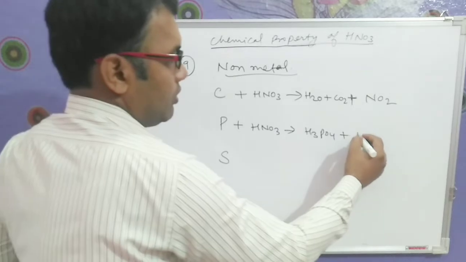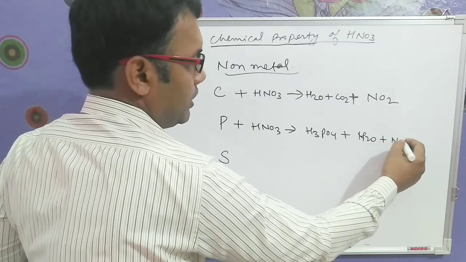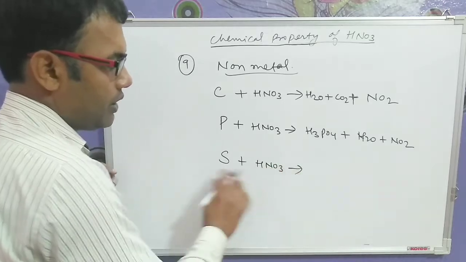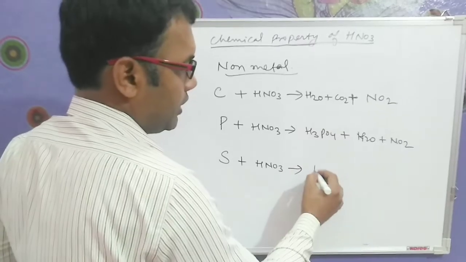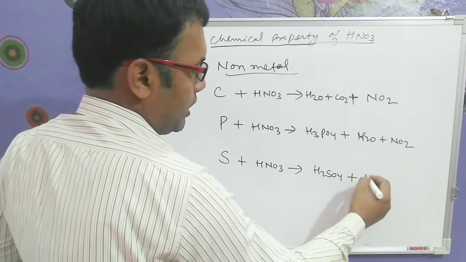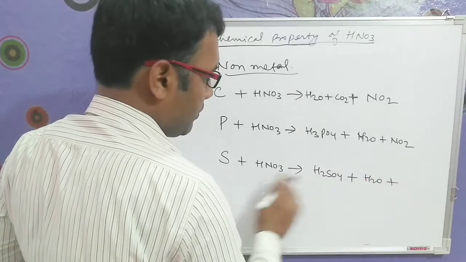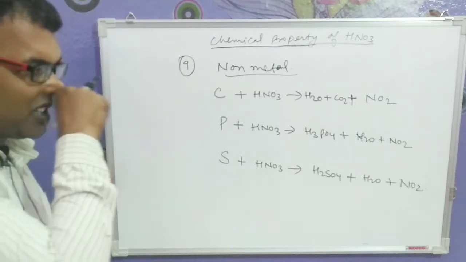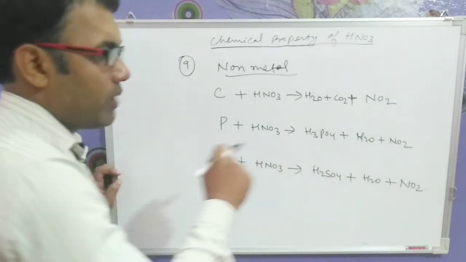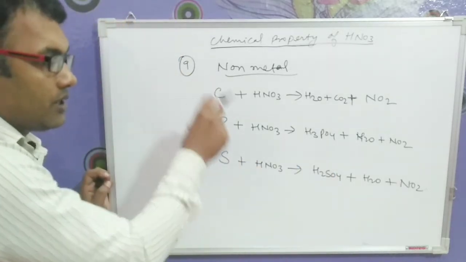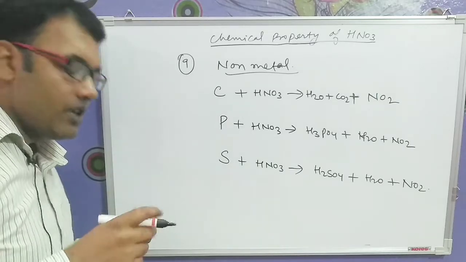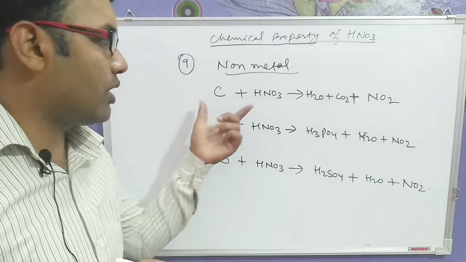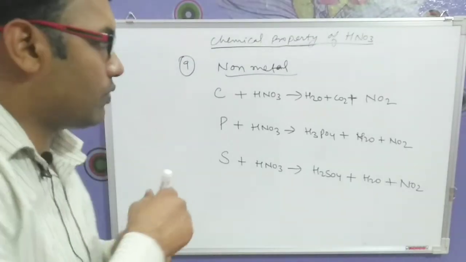Again, water formation and nitrogen dioxide. For sulfur also, HNO3. Here for sulfur, it is producing sulfuric acid, again plus water, and what we are having, nitrogen dioxide. Is it clear? Now see, one by one we will be seeing how to balance this. This is a trick, so do remember, because for every reaction you cannot just sit in the exam hall and balance it. Some of the reactions you have to learn their coefficients.